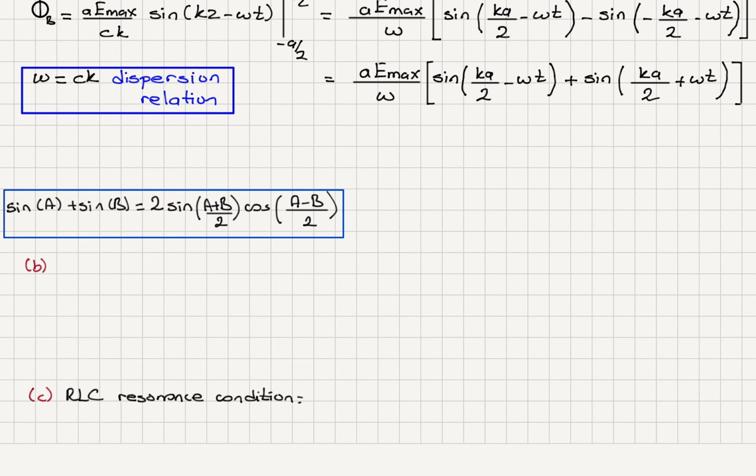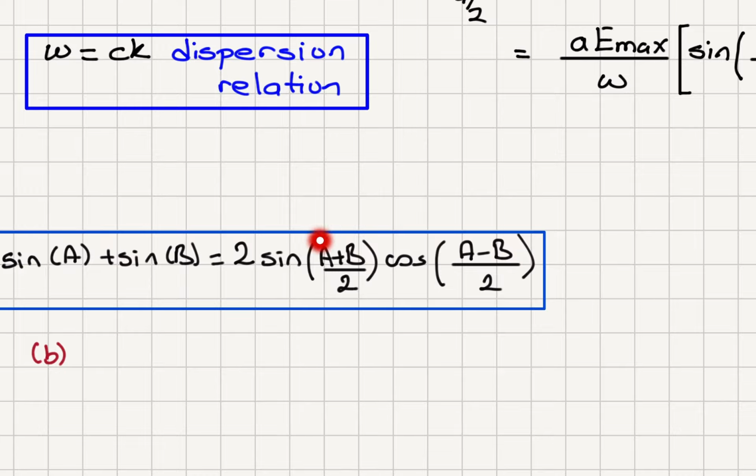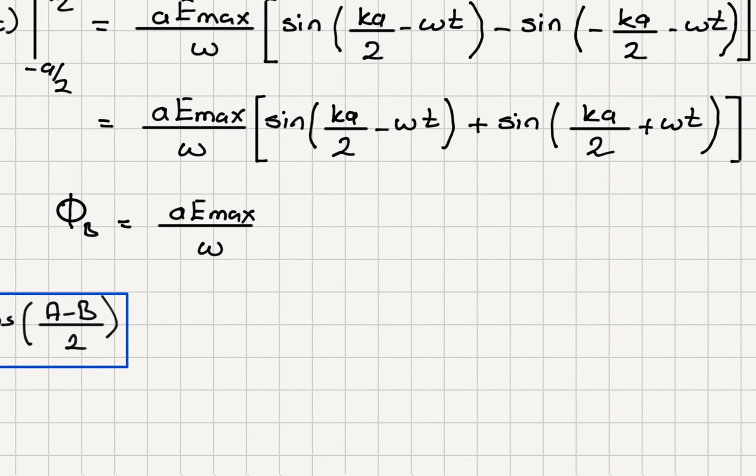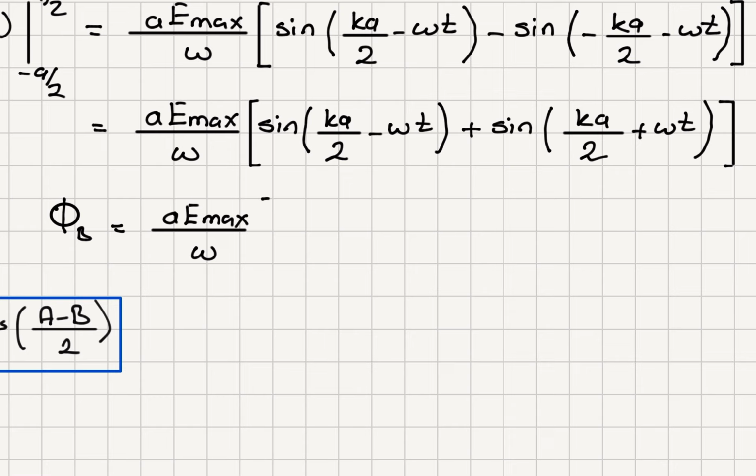Now, it was mentioned in the problem statement that we should use the trigonometric identity: sine a plus sine b is 2 sine of (a plus b) over 2 times cosine of (a minus b) over 2. So if I write this sum of two sines, the magnetic flux phi B is going to become A E max over omega, times 2 sine of (a plus b) over 2, which is ka over 2 minus omega t plus ka over 2 plus omega t.